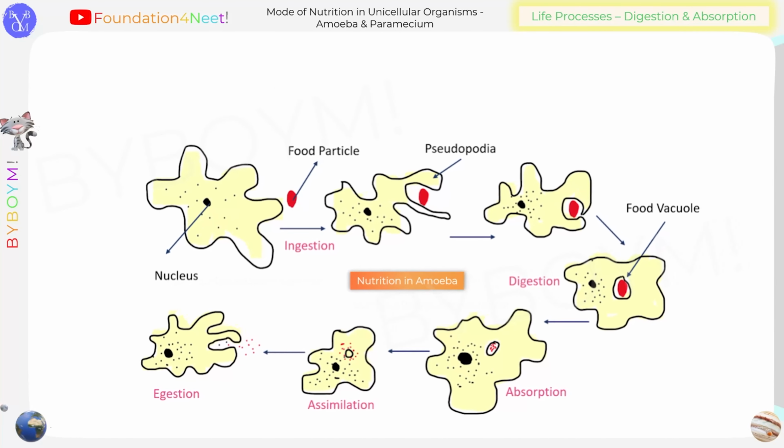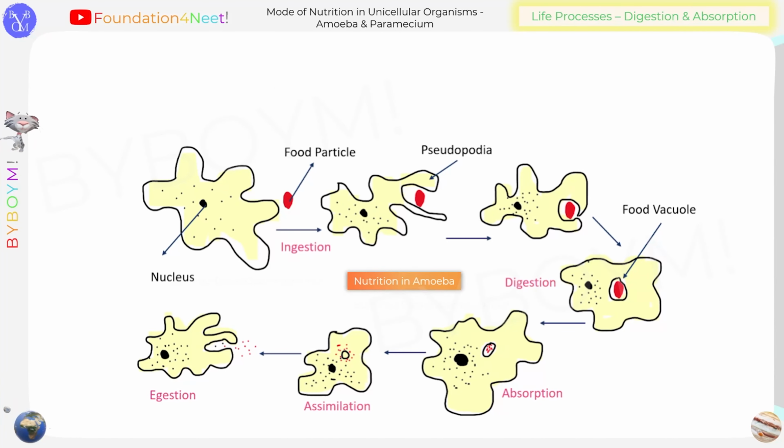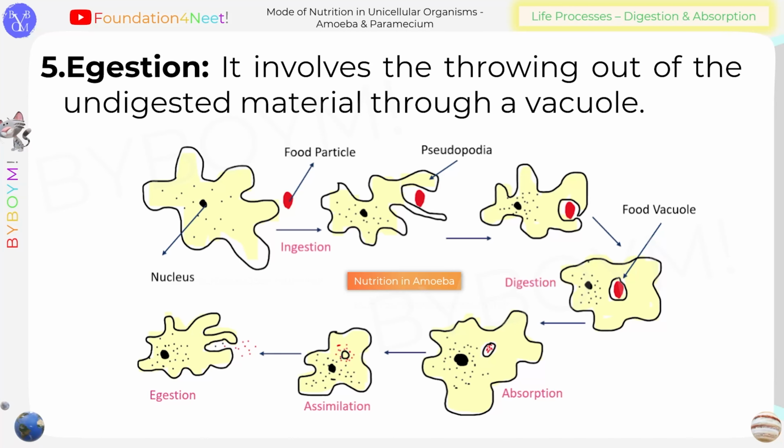Once the amoeba has assimilated, some metabolic waste would be produced, and also not all of the food particle would be consumed, but some undigested material would remain. This undigested material would be thrown out in a process known as egestion, and this happens through a vacuole.